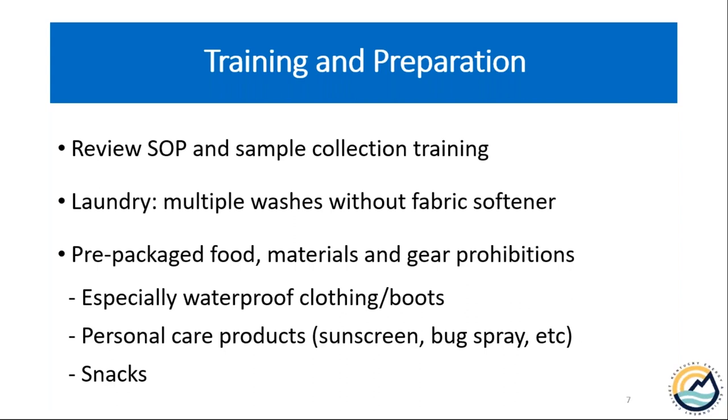As with any other environmental sampling that you've completed, training and preparation will include reviewing the SOP and going through some sample collection training. However, there are several items in our SOP that are much different than any other environmental sampling that we do, and so I wanted to highlight a few of those. The first is our laundry, something that we don't typically have to worry about. However, fabric softeners and dryer sheets are known to contain PFAS. So if you use those in your normal laundry, you will need to wash your field clothes according to the instructions in the SOP.